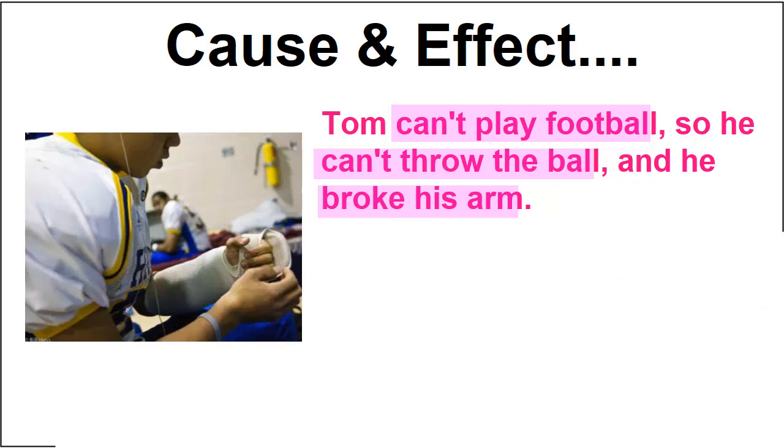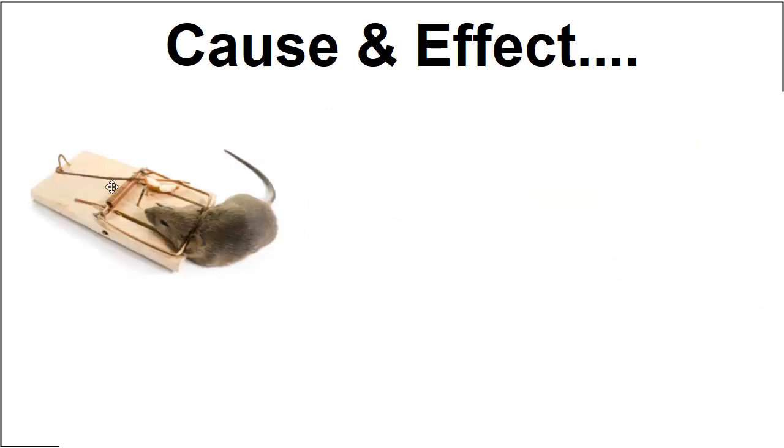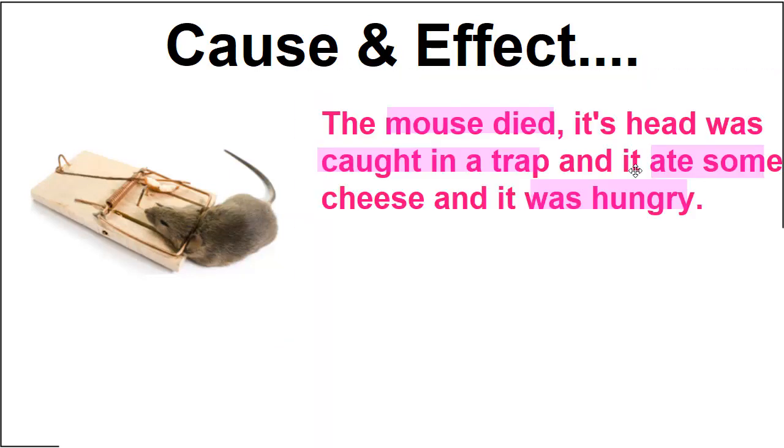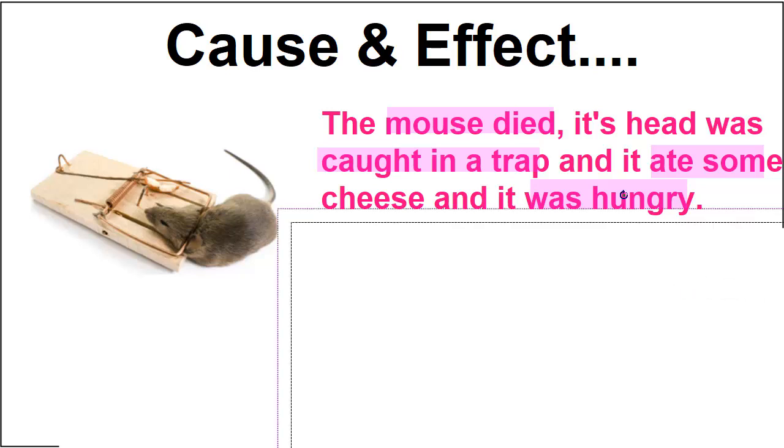Let me show you another example. Look at this picture of this mouse and a trap. You could explain it like this, but this is a non-example: The mouse died. Its head was caught in a trap, and it ate some cheese, and it was hungry. Again, all those things could have been true. Each individual thing was true, but you didn't link it together in a way that flowed and described what's happening. So you've got to think about cause and effect when you write your claim, evidence, reasoning.